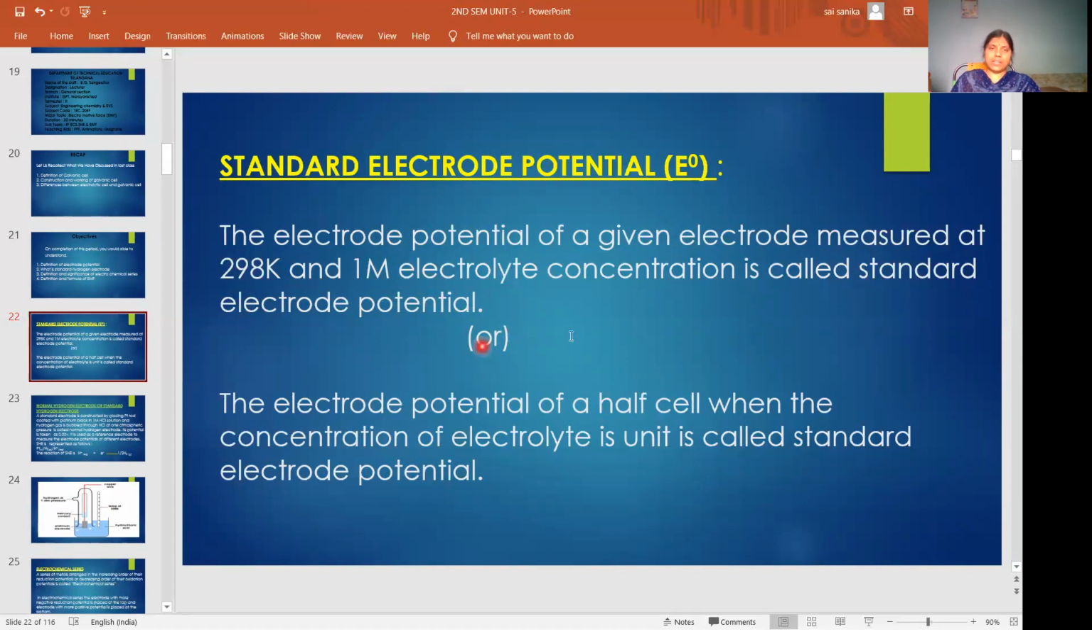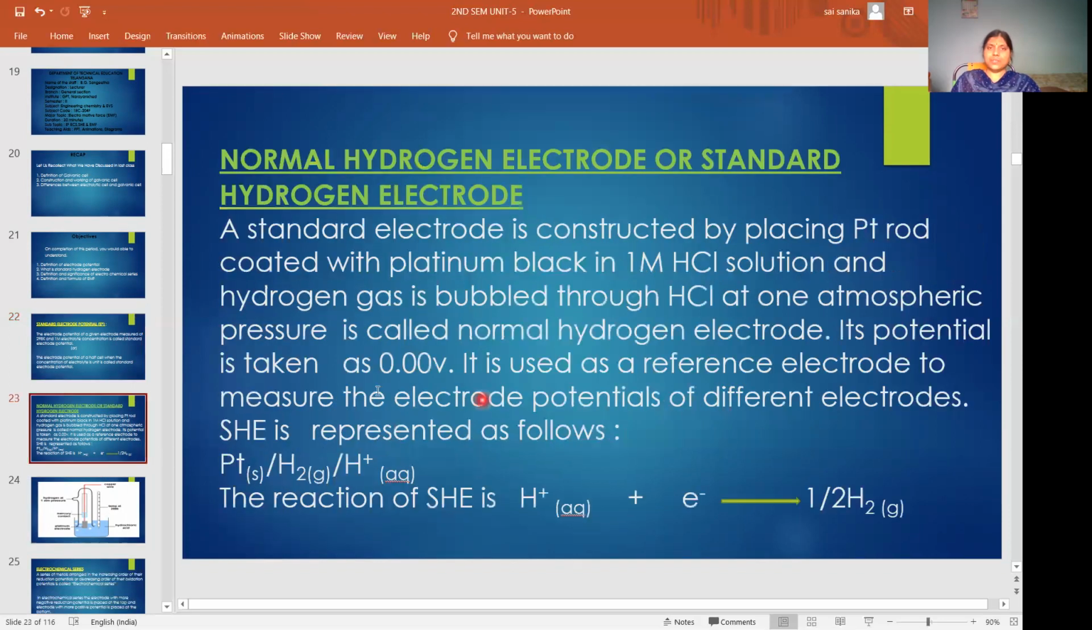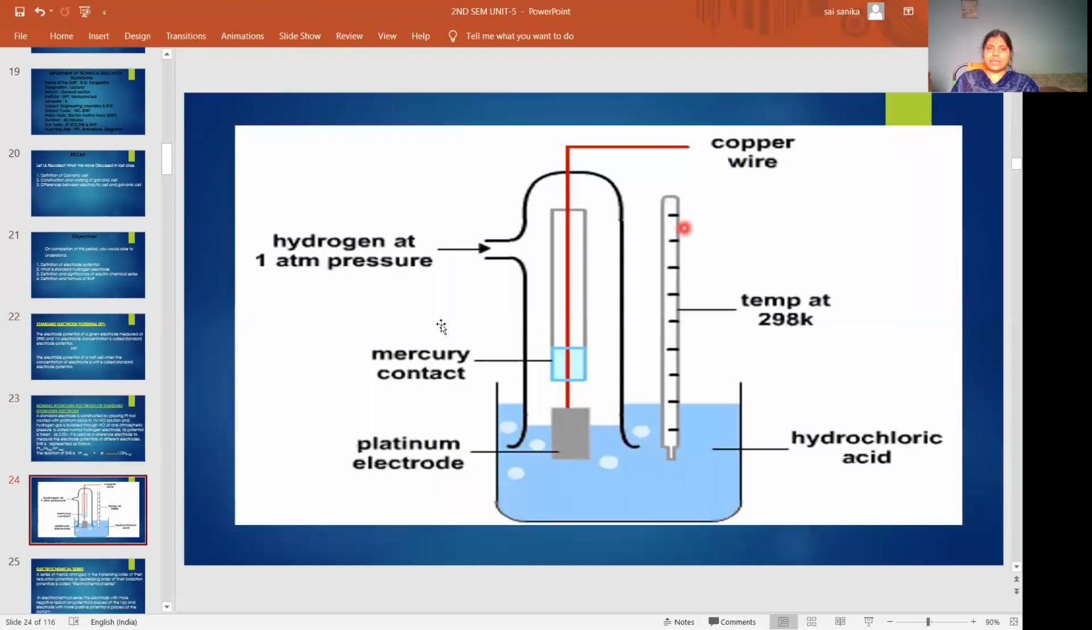Or you can define another way: the electrode potential of a half cell when the concentration of electrolyte is unity, that is 1, is called standard electrode potential. So here we studied SHE, the standard hydrogen electrode or normal hydrogen electrode.